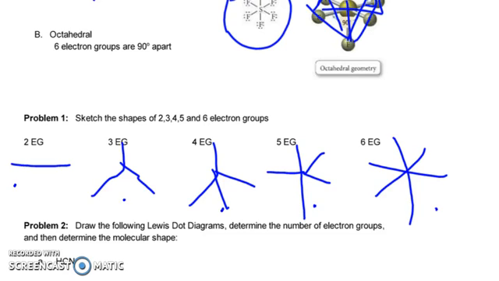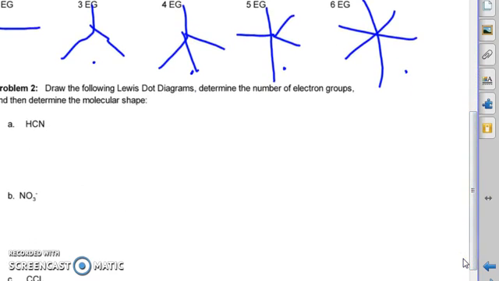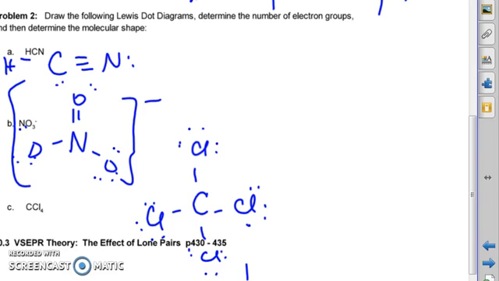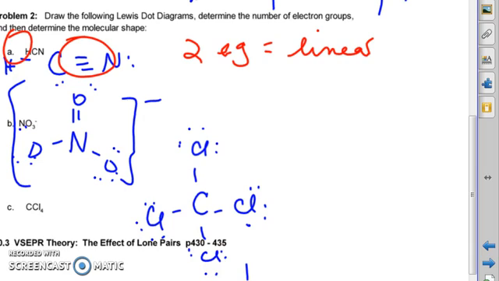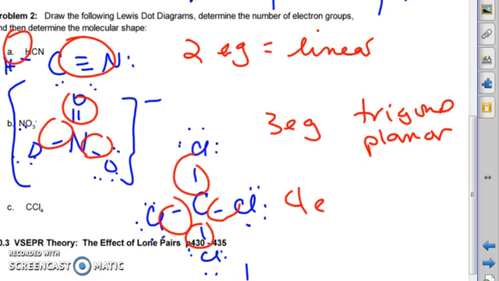Okay, problem number 2, go ahead and sketch or do problem 2. Pause your recording and then see how you do. All right, so hopefully you got these Lewis shapes. Letter A. How many electron groups does this have? I see 1 electron group, 2 electron groups. So 2 electron groups equals linear. Here I have 1, 2, 3 electron groups, so it is trigonal planar. And here I have 4 electron groups, so it's tetrahedral.